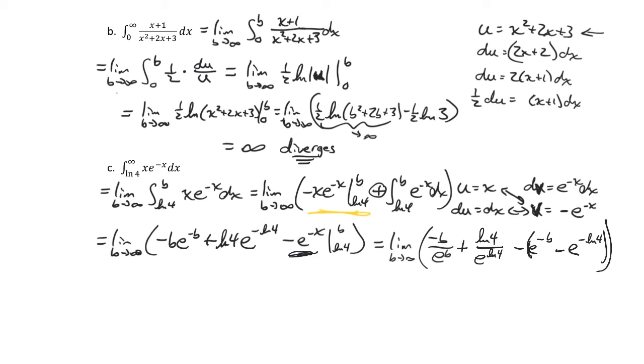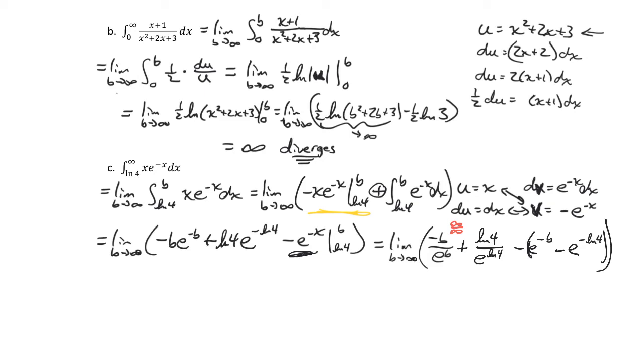So here comes the tricky part. We have to recall something from Calculus 1. Here we have negative b over e to the b. B is going to infinity. Well, that means the numerator, ignoring the minus sign, is going to infinity. The denominator is also going to infinity. So we call this, for L'Hopital's rule, an infinity over infinity indeterminate form.